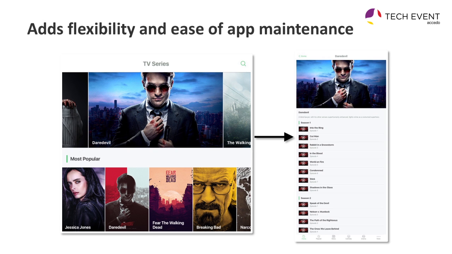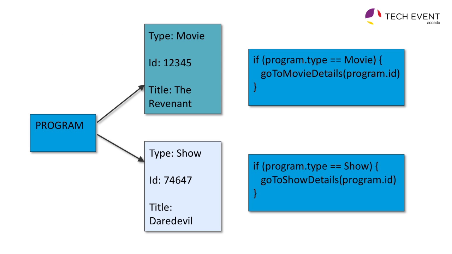The simple solution that one can think of is to have an if check based on the program type. If the program type is movie, you make the application go to the movie details, and if it is a TV show, you make it go to the TV show details, something like that. So this is one solution. Let's look at what is wrong with this solution.